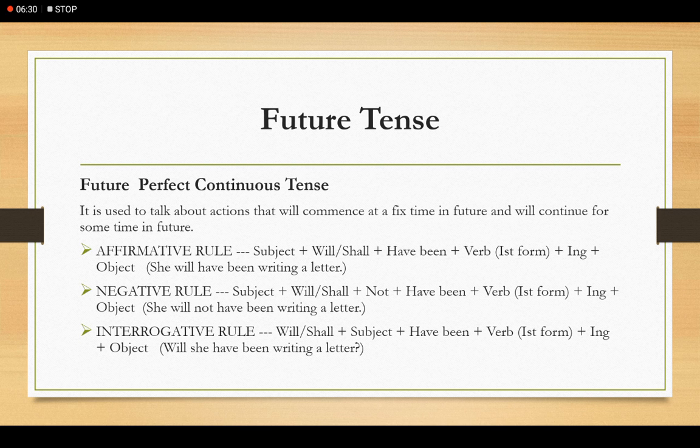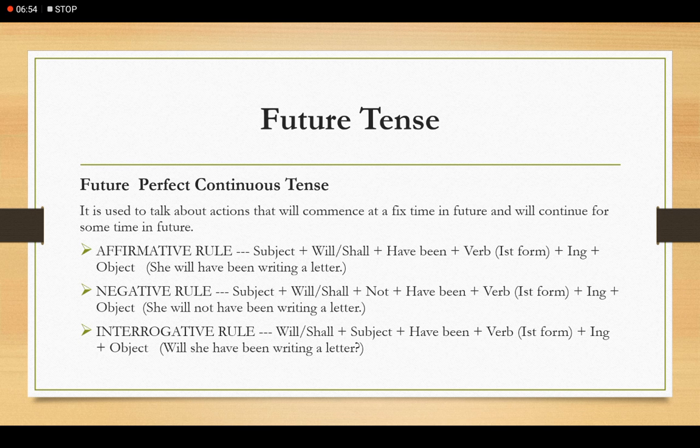Then just like I have told you that we need to avoid using past perfect continuous tense, we also avoid using future perfect continuous tense. This type of sentences are rarely used, but you need to understand that it is used to talk about actions that will commence at a fixed time in future and will continue for some time in future.